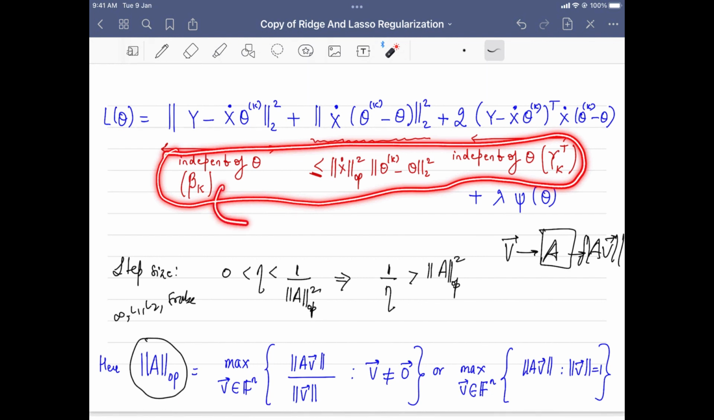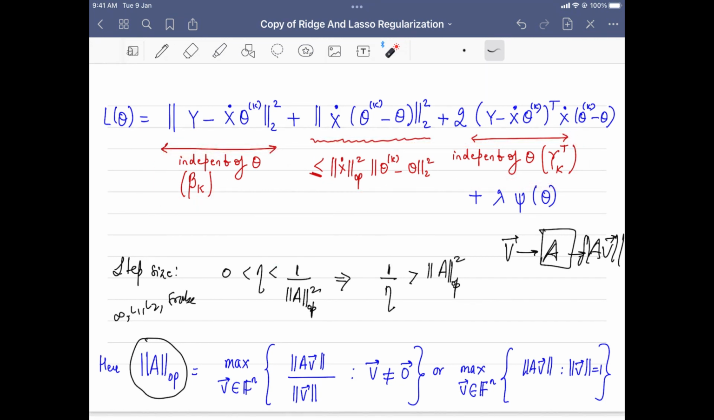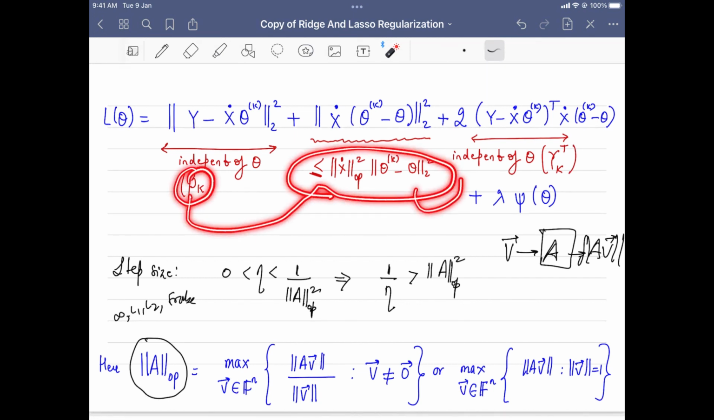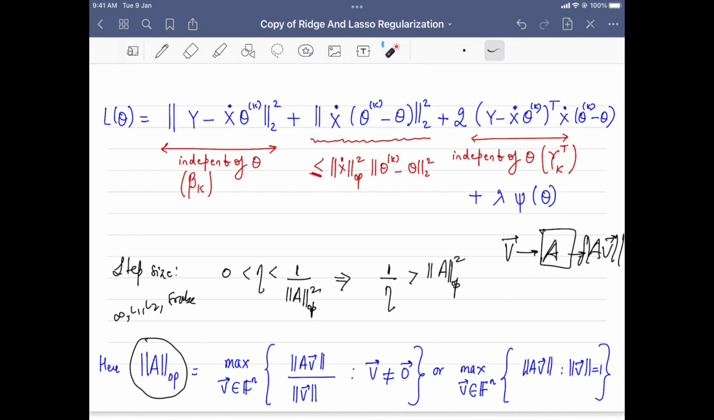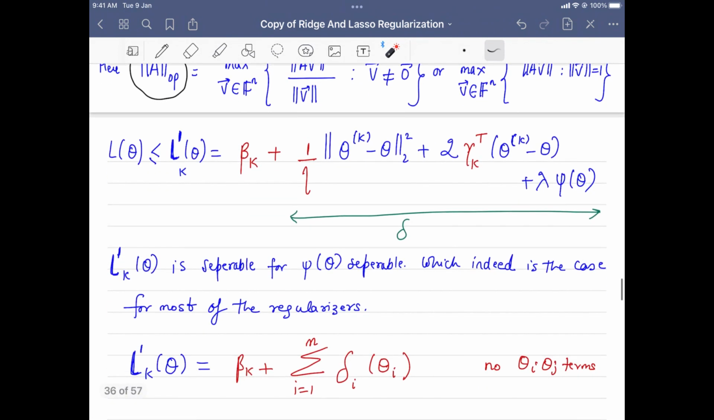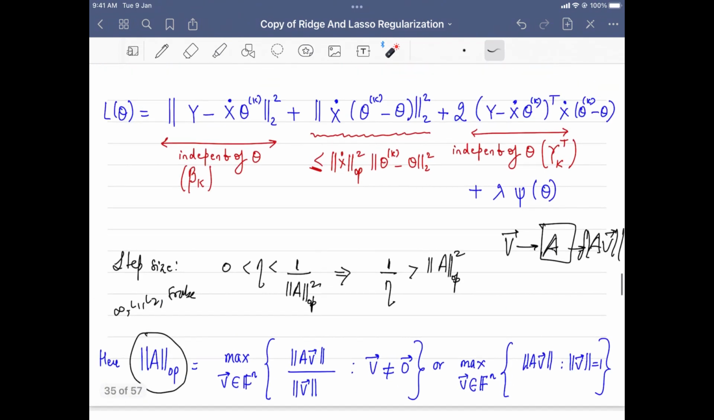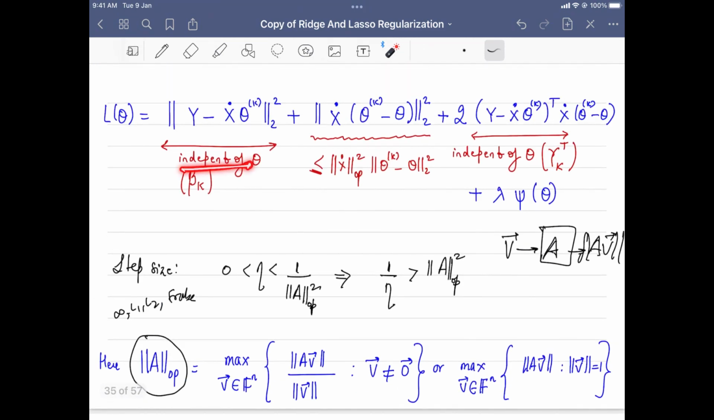It is nothing but L prime theta. Why is that? Because you are finding the maximum value of this. The maximum value of this is already this one, and if you use an expression that involves beta k and this term, then you are actually writing it in terms of L prime k. So this is basically L prime k, which is equal to this term plus this term plus this term.